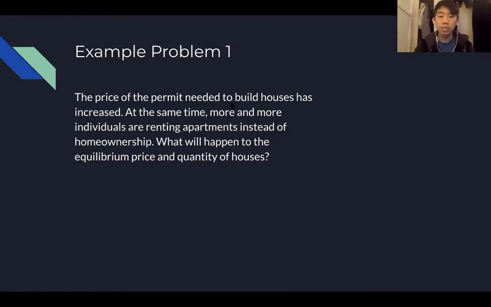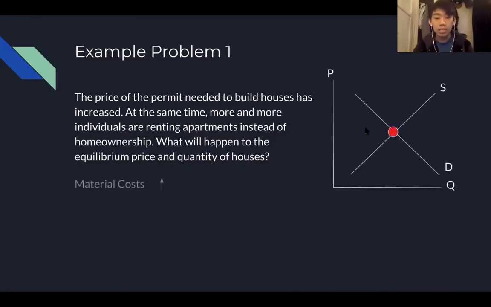We're talking about the market for houses here. If I'm building houses, this is going to talk about supply. And if the price of the permit needed to build those houses has increased, then the cost of production has increased. So overall, this represents the fact that my supply is decreasing. And you notice here, supply is going to decrease over here.